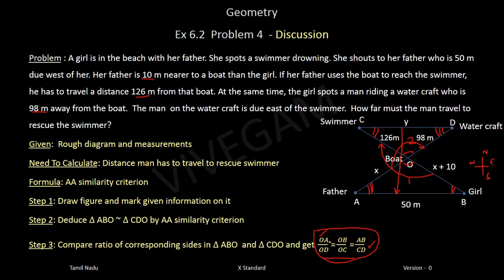So once you know all these things, basically you need to substitute these values. The OA is X and OD is 98, right? And OB is X plus 10. And OC is 126. So you'll get one equation. If you equate this, you'll get an equation in X, solve it, and you'll be able to get X. Similarly, you take the last two equalities. OB, we know what OB is. OB is X plus 10. X we found in the earlier step. Okay, and then OC is already 126, and AB is 50, and CD is Y. So from this, you'll be able to calculate Y. So that's how we need to do this problem.